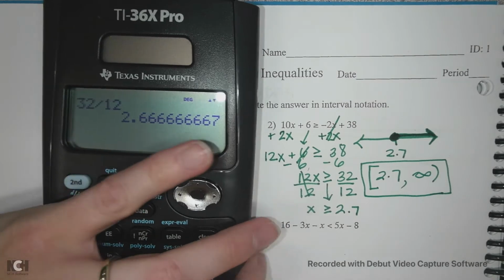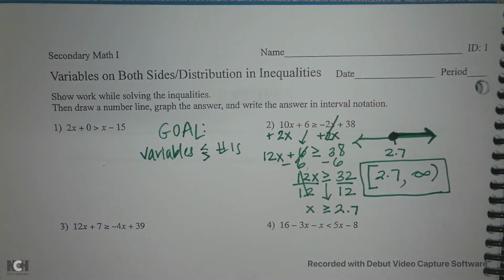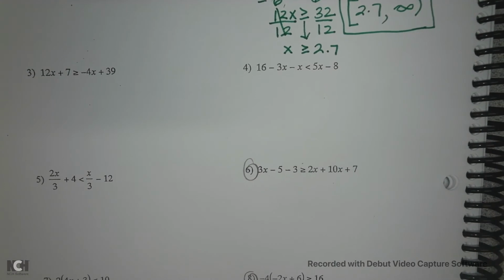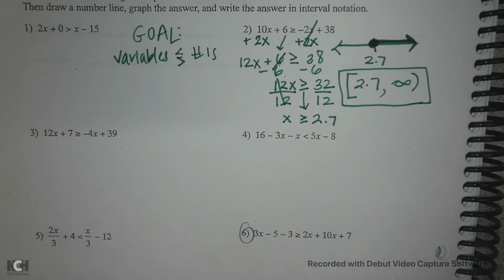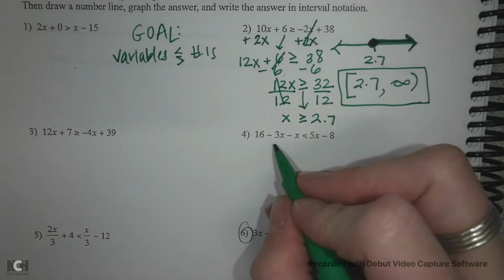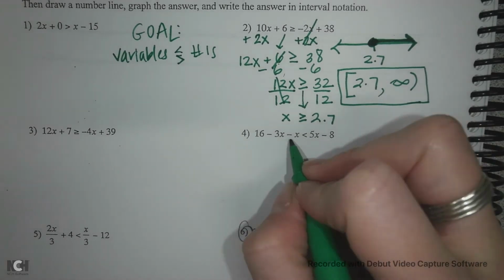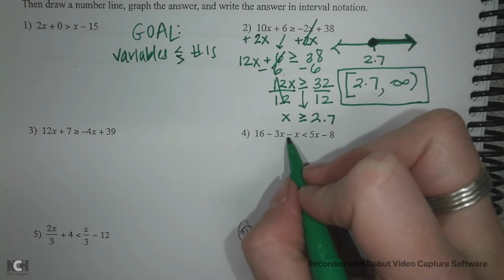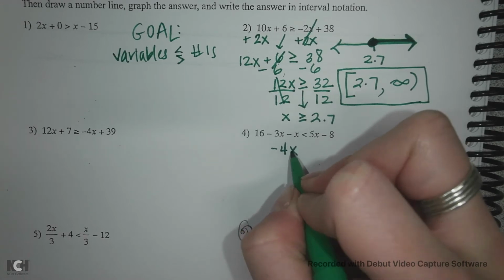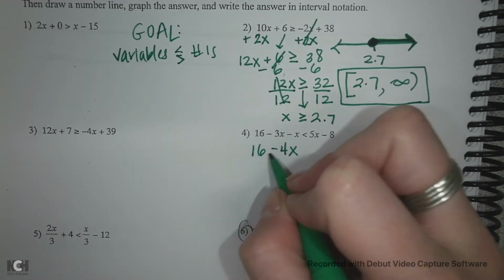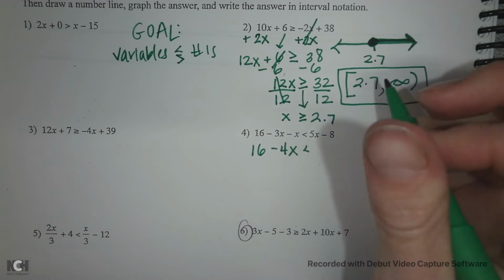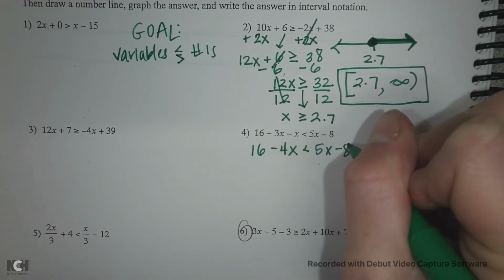Okay, let's try another one. We are going to do number 4. Love number 4. Here, now you can still see that one. Okay. On number 4, we are going to combine our like terms to start. On the left-hand side, we have a negative 3x and a negative x. When I add those together, negative 3 minus 1 is negative 4x's. I still have my 16, and it doesn't matter what order you write them down in. My inequality, 5x minus 8.